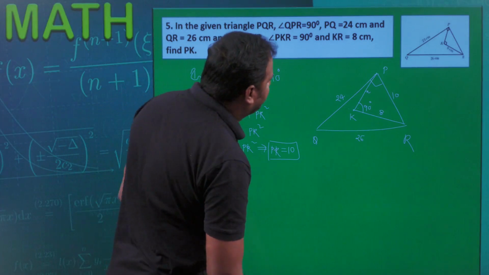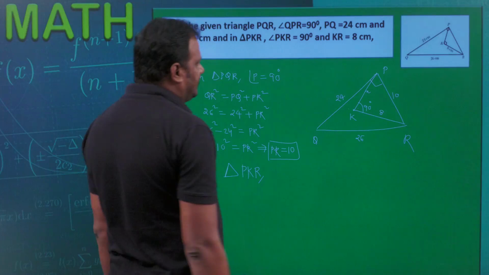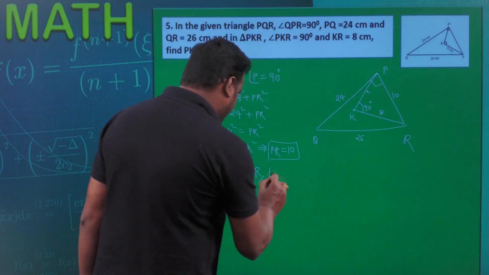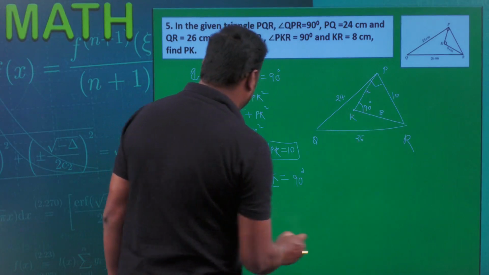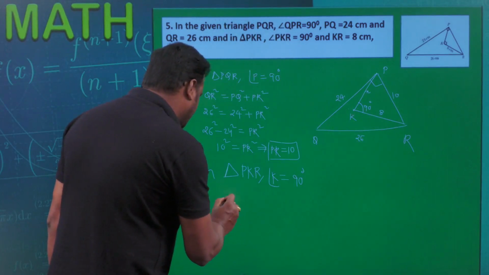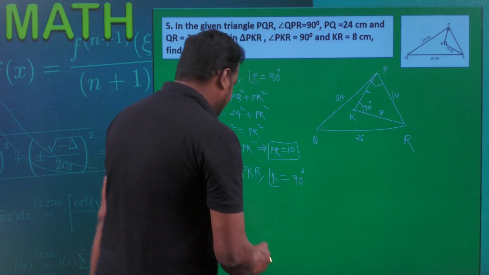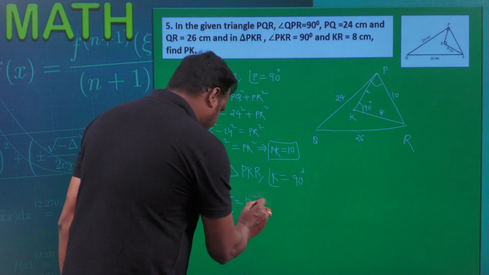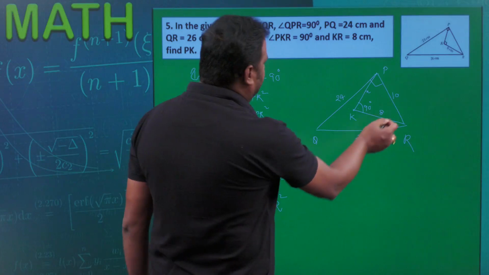In triangle PKR, this angle K is equal to 90. Since it is 90 degrees, then hypotenuse is PR. So that PR square is equal to PK square plus KR square. PK square plus KR square, right? So PR is equal to 10, right?